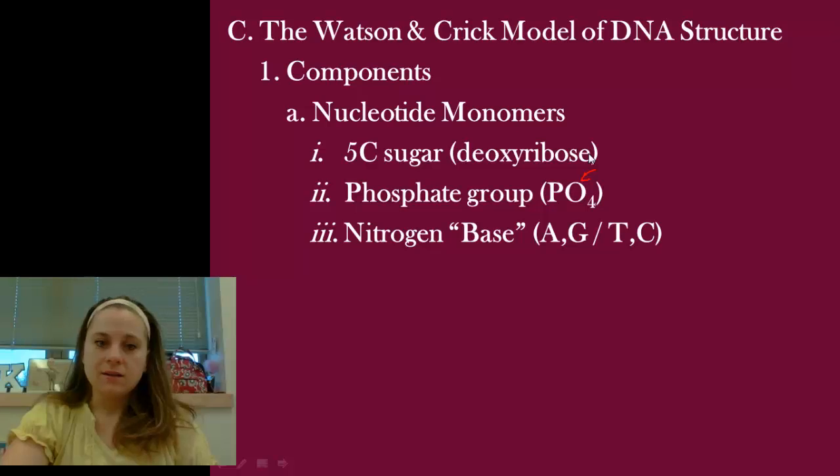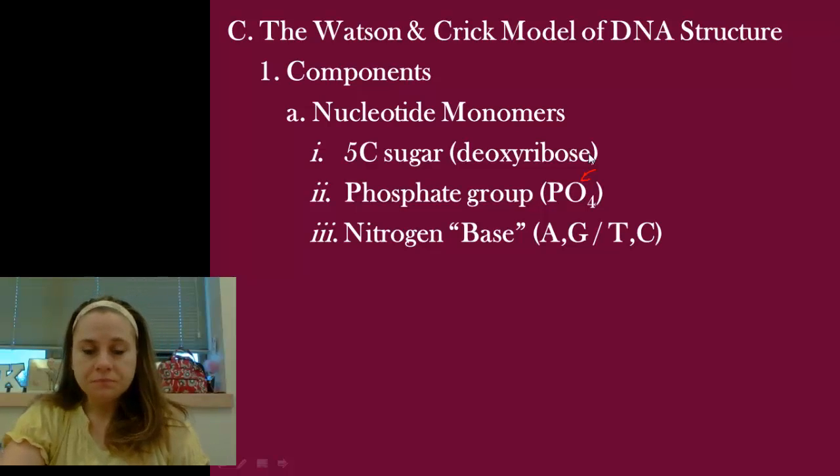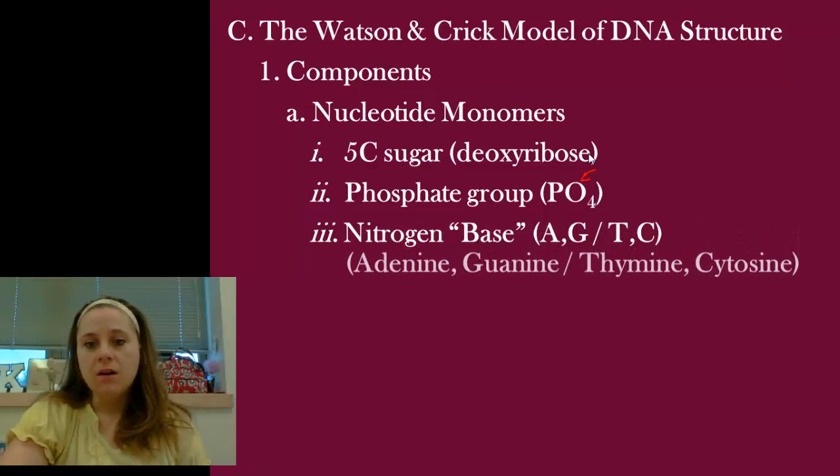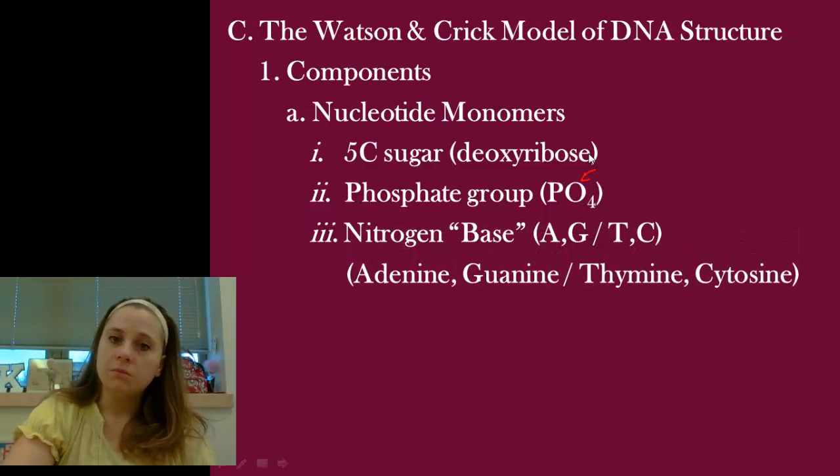It also has a nitrogen base, of which for DNA there are 4. And we have adenine, guanine, thymine, and cytosine. Now adenine and guanine, those are our purines. Thymine and cytosine are the pyrimidines.